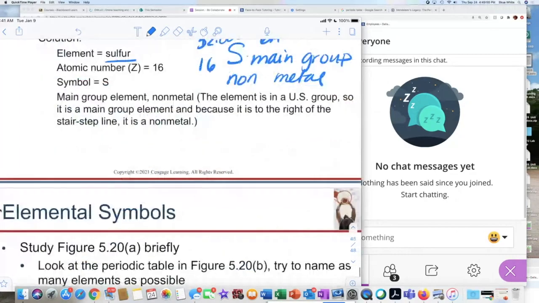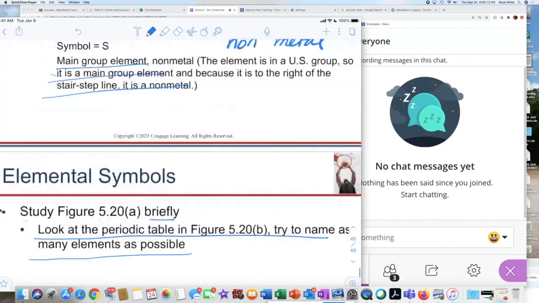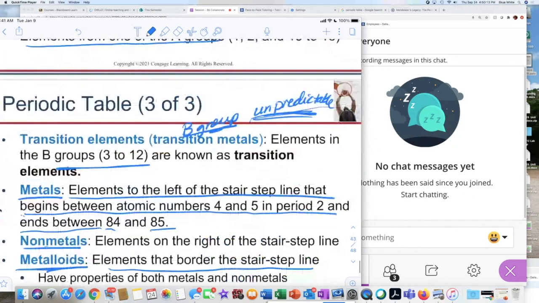What else are they asking? They give an explanation down here. We're close to the end. Study figure 5.20 briefly. Look at the table, try to name as many elements as possible. So I'll let you do that. Study the figure, this one here.